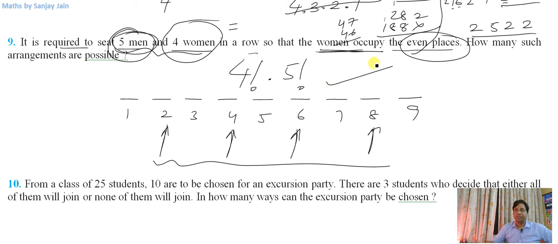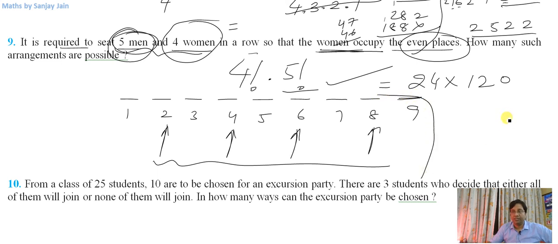This is the answer, which is 24 into 120, right? Which can be calculated as 48, 28, so 2880, right? So these many arrangements are possible.